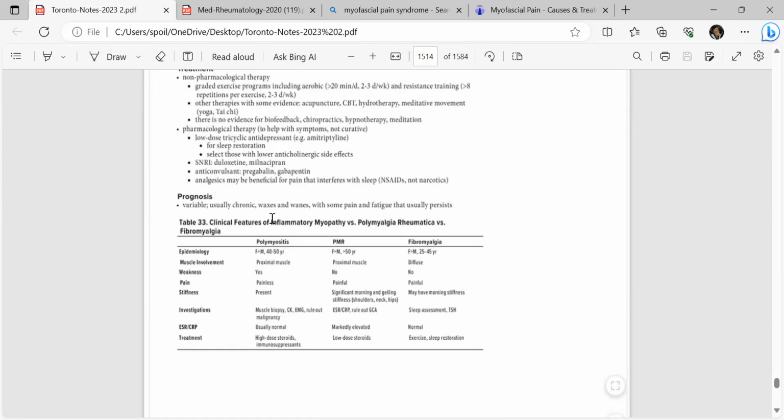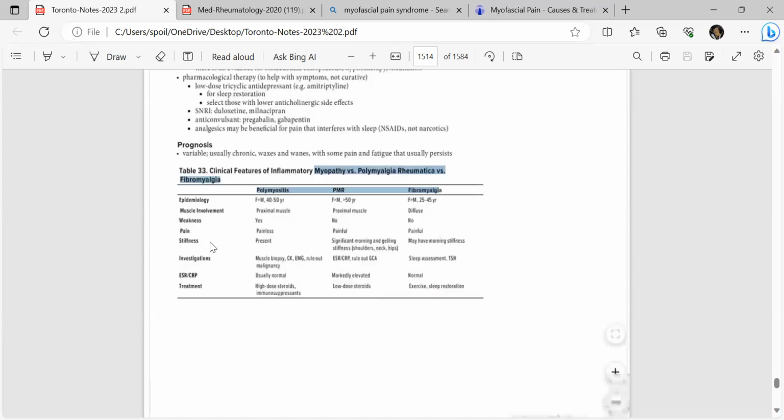Okay, the course is variable, usually chronic, waxes and wanes, with some pain and fatigue that usually persist. And here it is: clinical features of inflammatory myopathy versus polymyalgia rheumatica versus fibromyalgia.